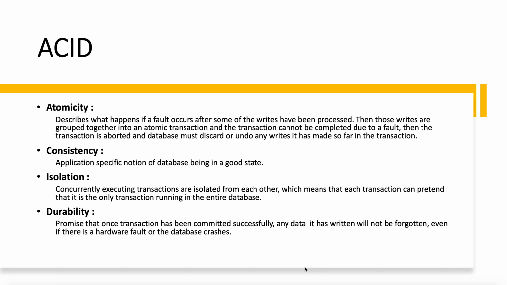So in case of a single node database, durability typically means that data has been written to a non-volatile storage such as a hard drive or an SSD. Whereas in cases of replicated databases, durability means that data has been successfully copied to some number of nodes. In order to provide the durability guarantee, a database must wait until these writes or replications are completed before reporting a transaction as successfully committed.